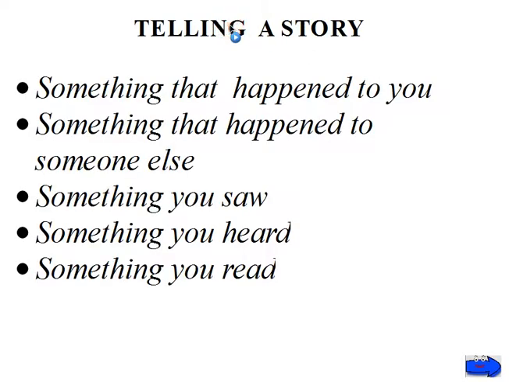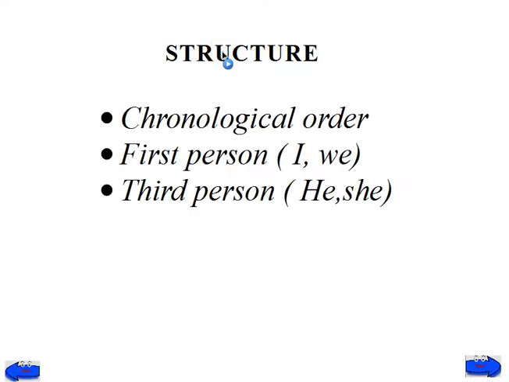Today we are going to speak about writing or telling a story. When telling a story, we tell about something that happened to you or that happened to someone else, about something that you saw, heard, or read about. A narrative story has a certain structure. It has chronological order, the order in which the events took place. It uses the first person and sometimes it uses the third person.